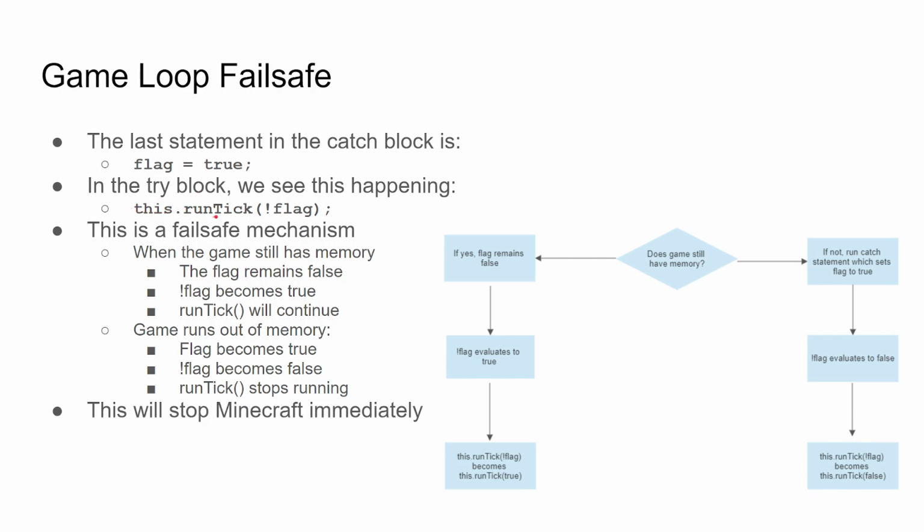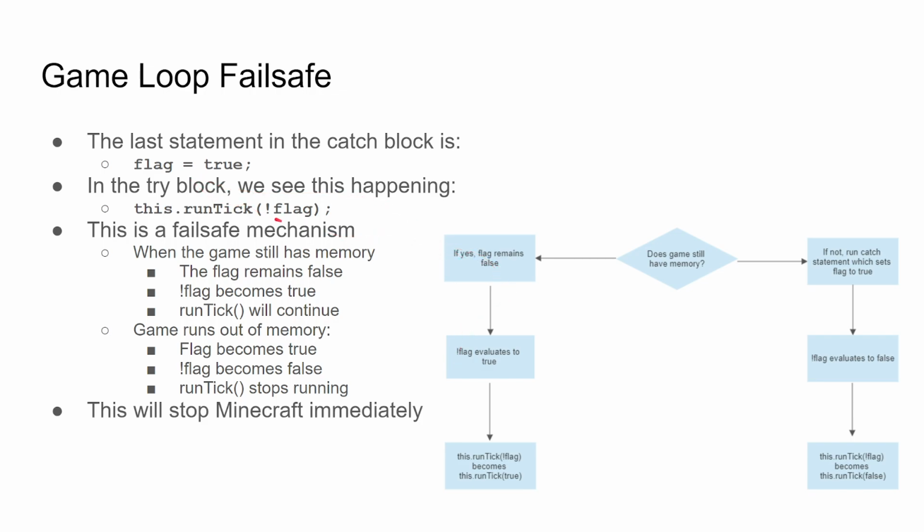That is this.tick, run tick, not flag. And then this is that failsafe mechanism. So let's look at this diagram. So basically what this is saying: does the game still have memory? If it does, then the flag remains false because, again, it's running.